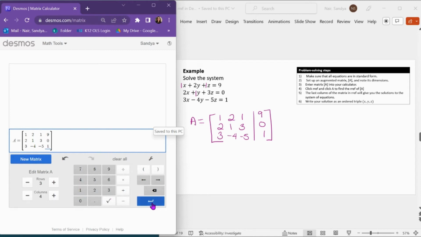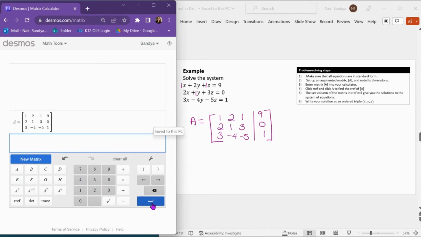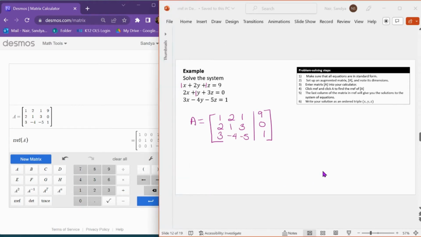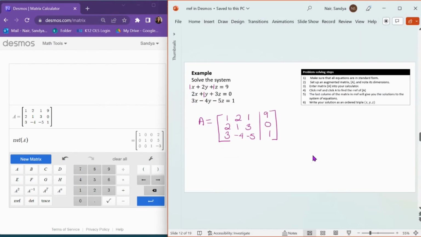Okay, so now that we have matrix A, we're going to go ahead and click enter. And then we're going to click rref, and then we're going to click A, and it gives us the reduced row echelon form of A. So we know that the solution to this system of equations is going to be 2, 5, -3.